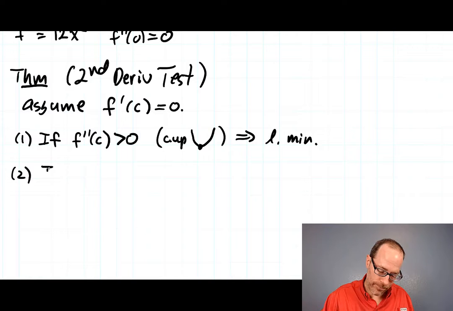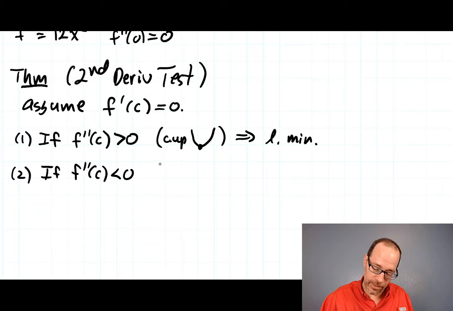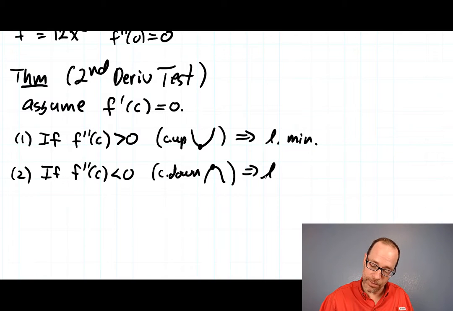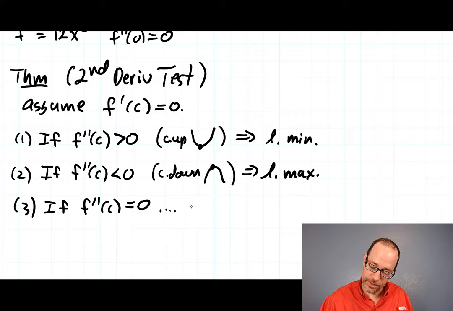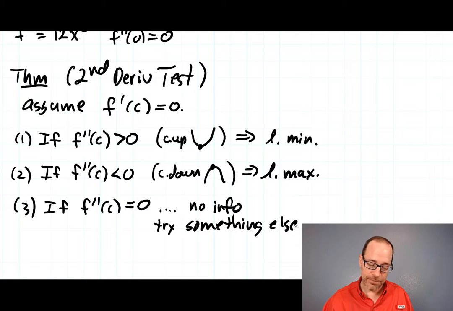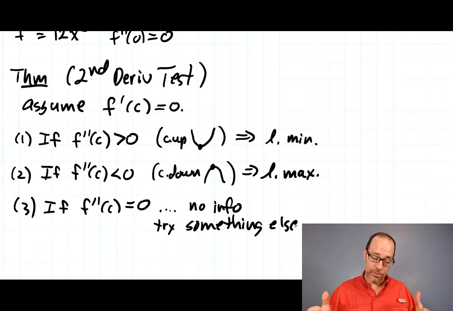2. If f double prime at c is negative, you should think to yourself, negative means concave down, so it has this shape. And you can see that will be a local maximum. And 3. If f double prime at c is 0, you get no information. Try something else. Right? It might be a max, it might be a min, it might be neither. You just can't tell with this test.